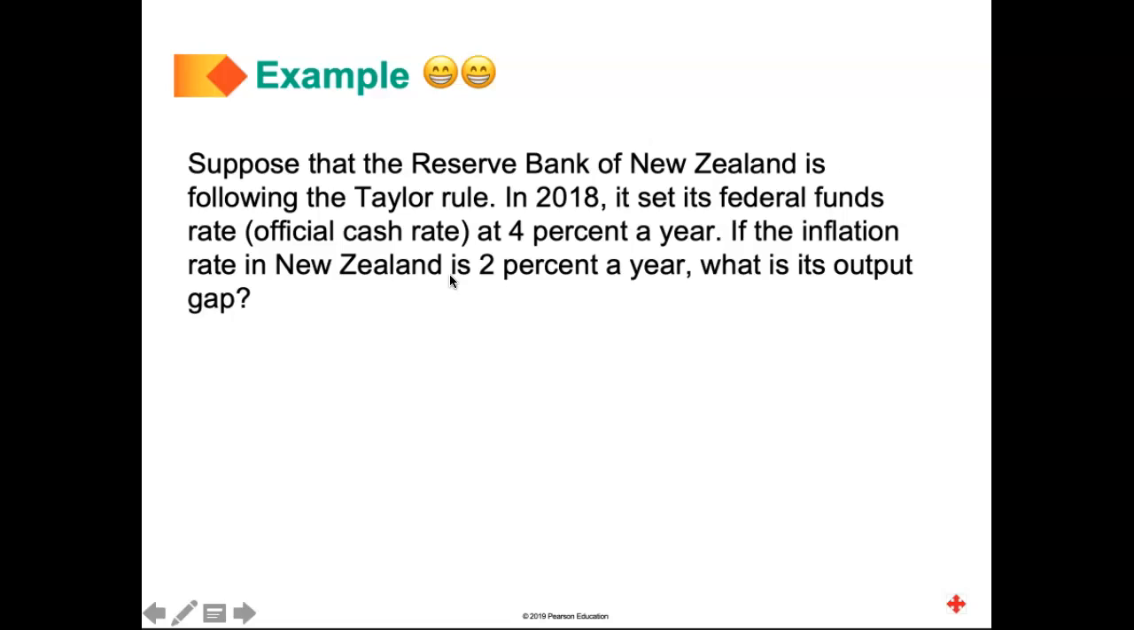So we've been given this scenario where we know that the Central Bank of New Zealand is using the Taylor rule. We've been given the federal funds rate that was set. We've been given the inflation rate. Now we need to know what the output gap is.